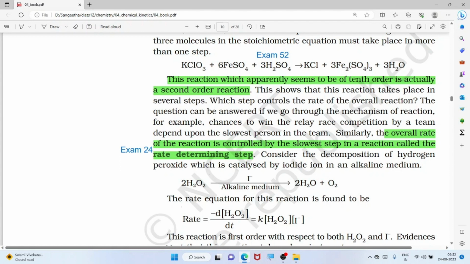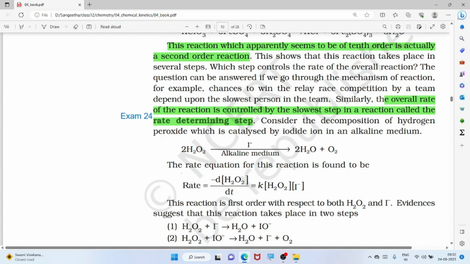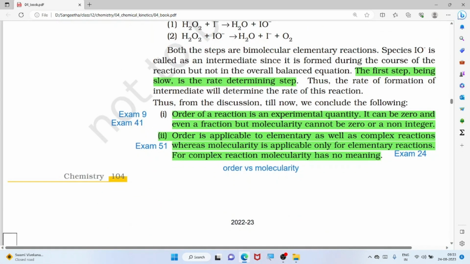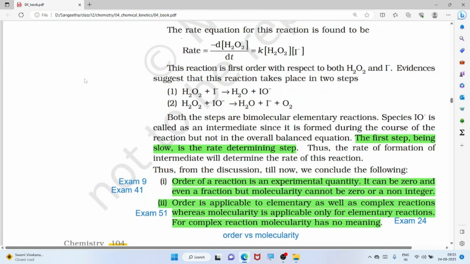See the above reaction, which apparently seems to be 10th order, because 1 plus 6 plus 3 gives 10, but is actually a second order reaction, because it takes place in more than one step, and the slowest step determines the rate of the reaction. Rate determining step: the slowest step in a reaction is called the rate determining step. The first step, being slow, is the rate determining step.